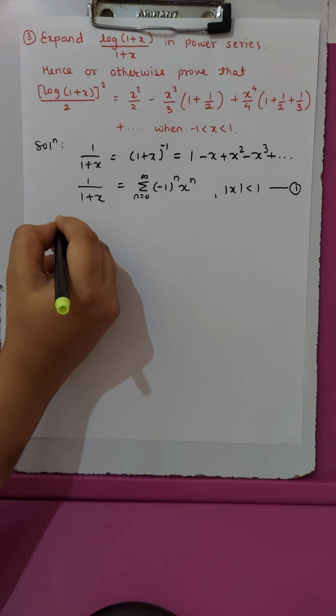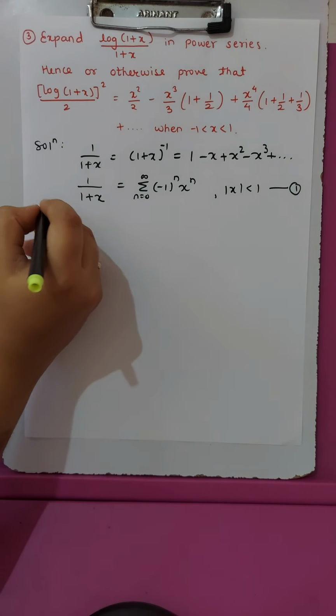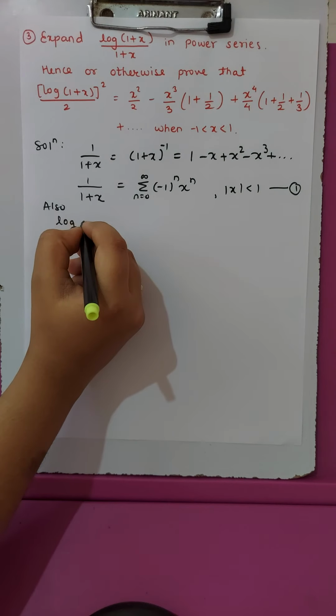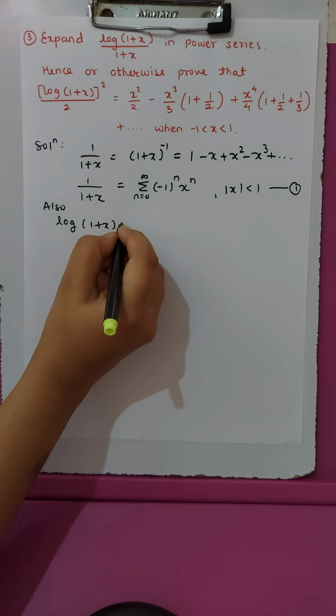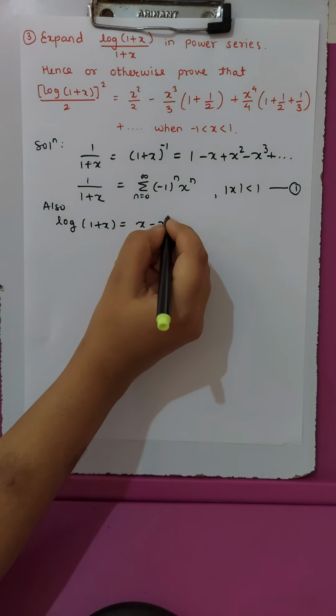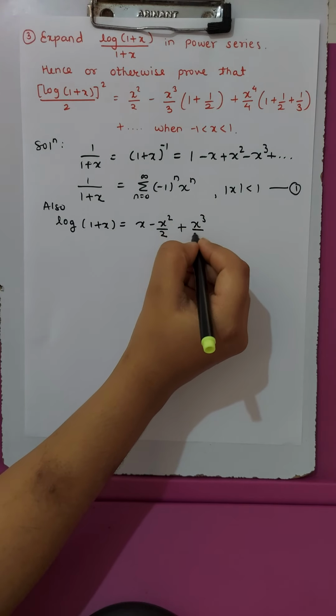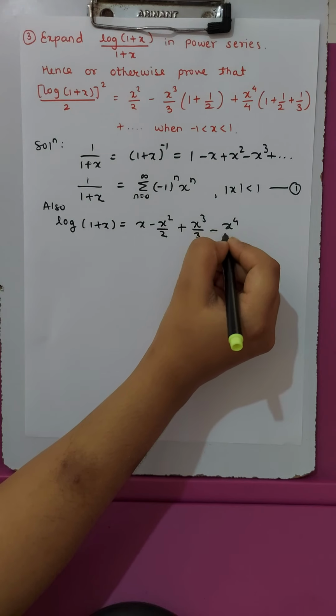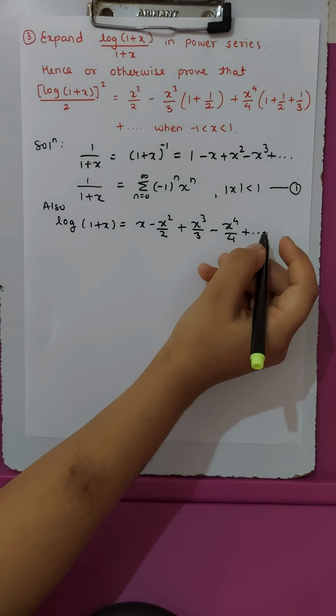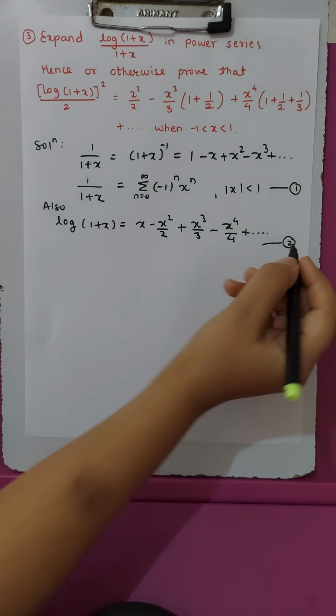Now also log of 1 plus x is equal to x minus x square upon 2 plus x cube upon 3 minus x to the power 4 upon 4 plus up to so on. Let it be number 2.